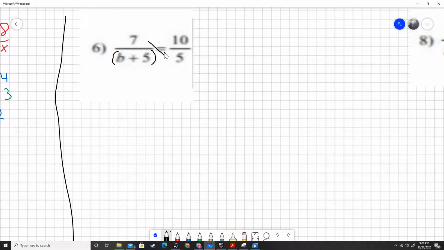So now I have 7 and 5. Those are going to be multiplied together when I cross multiply. And over here I know 10 is going to be multiplied by all of this, b plus 5. So let's rewrite what we got. On one side I have 7 times 5. On the other side I have 10 times b plus 5.